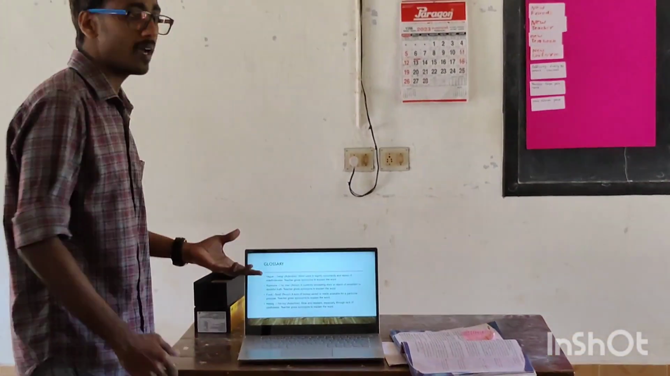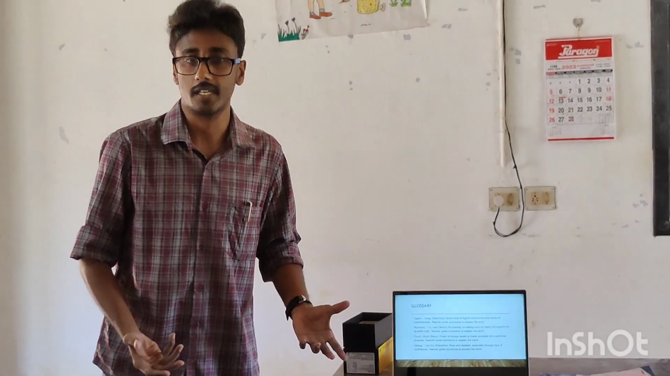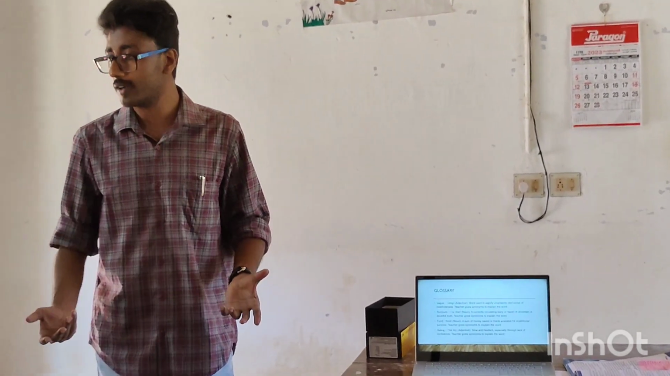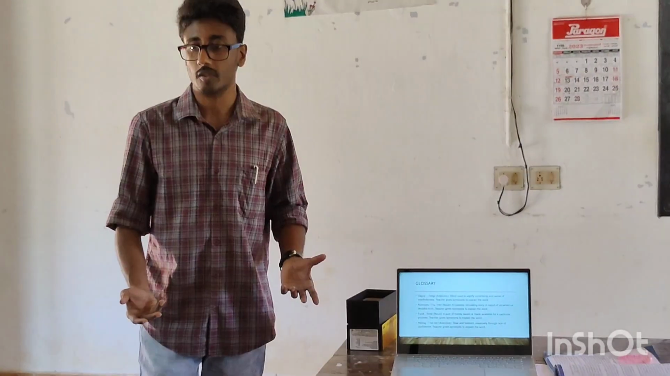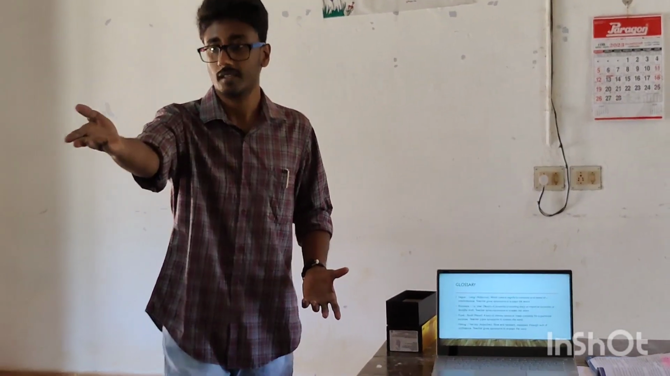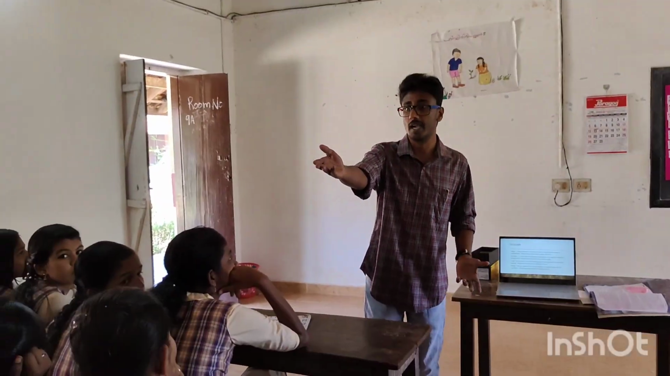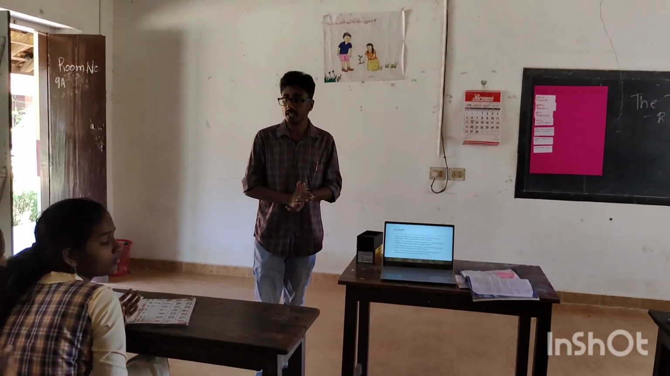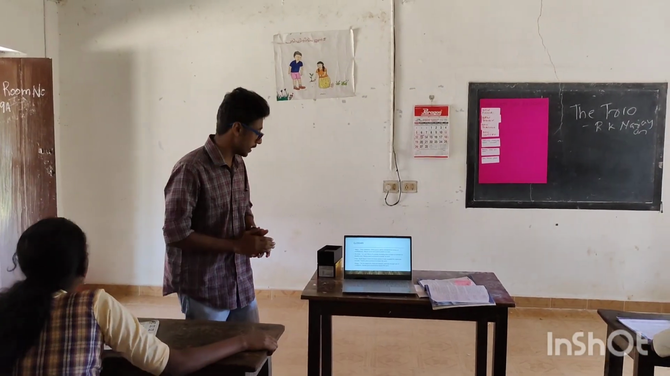Okay. What do you mean by vague? The term vague. Can anyone tell me what the meaning of the word vague is? Avyaktamaya. Yes. Thank you. Very good. Vague means Avyaktamaya. Okay. Clear.